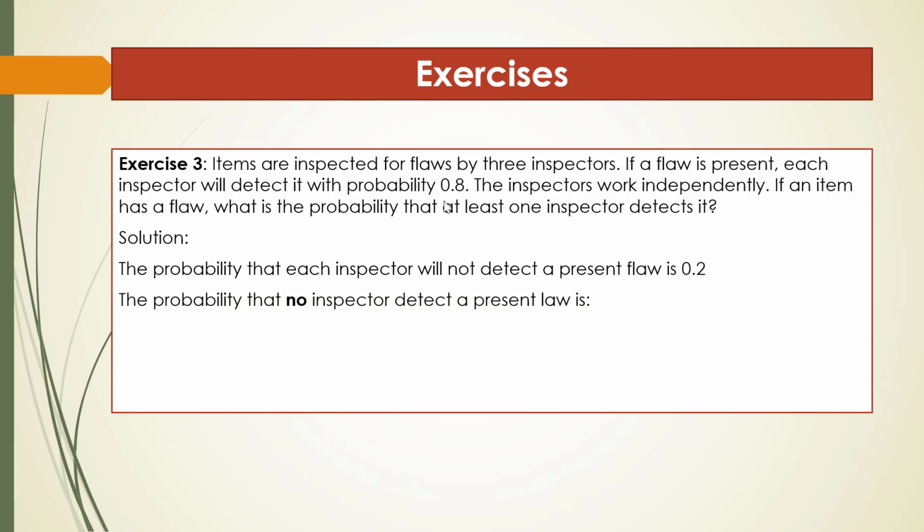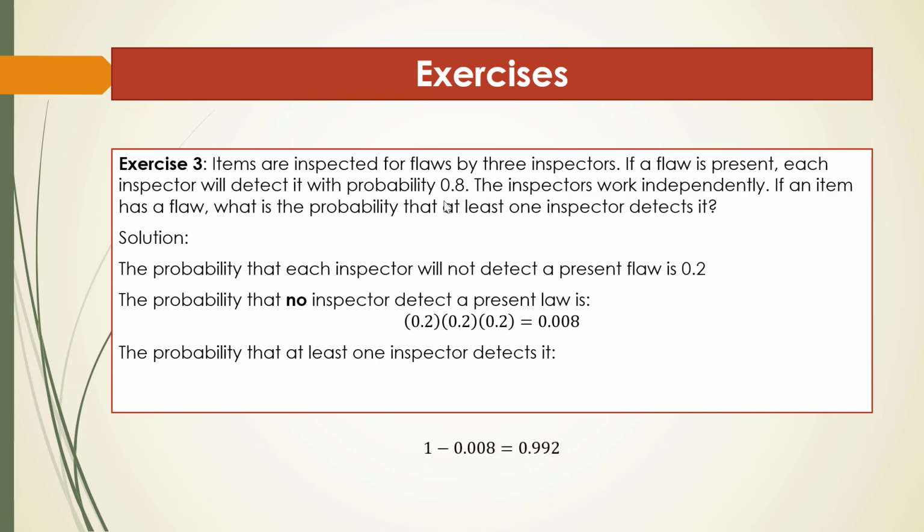And the probability that none of the 3 inspectors detects a present flaw is 0.2 times 0.2 times 0.2, which is 0.008. So the probability that at least one inspector detects it is 1 minus 0.008, which is 0.992. So again, whenever you work with an at least event, think about the complement rule and the multiplication rule.